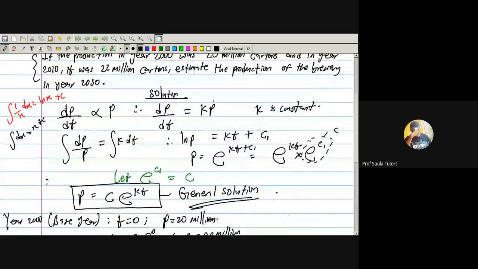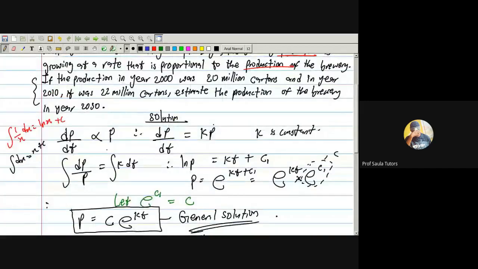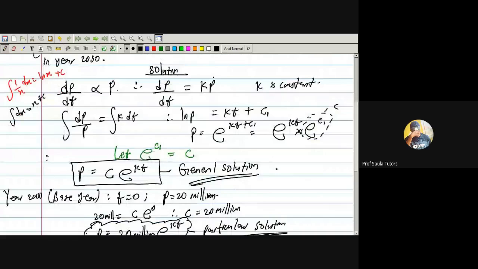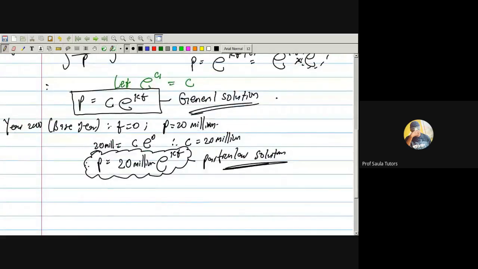So they now ask us another question again. In year 2010, it was 22 million cartons. Now pay attention. Base year is 2000, so year 2010 means that I'm looking at time t equal to 10. That's a 10 years interval, from 2000 to 2010. So they said the production was 22 million. So let us put it there.